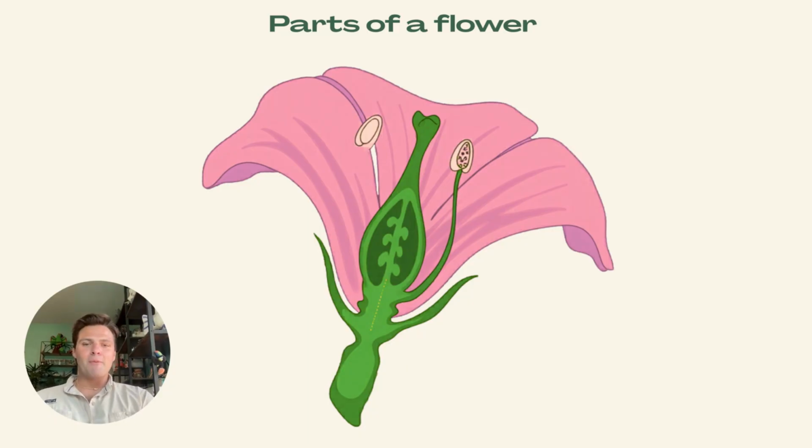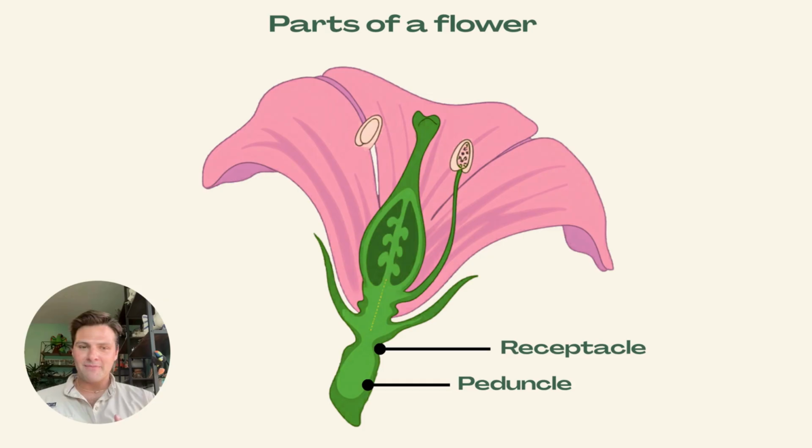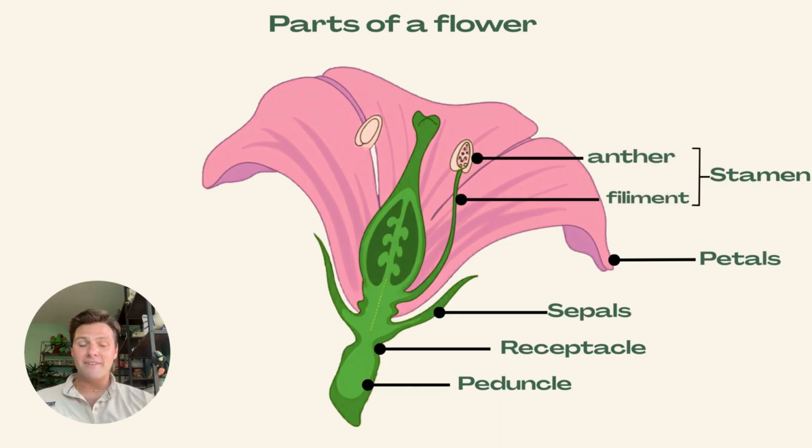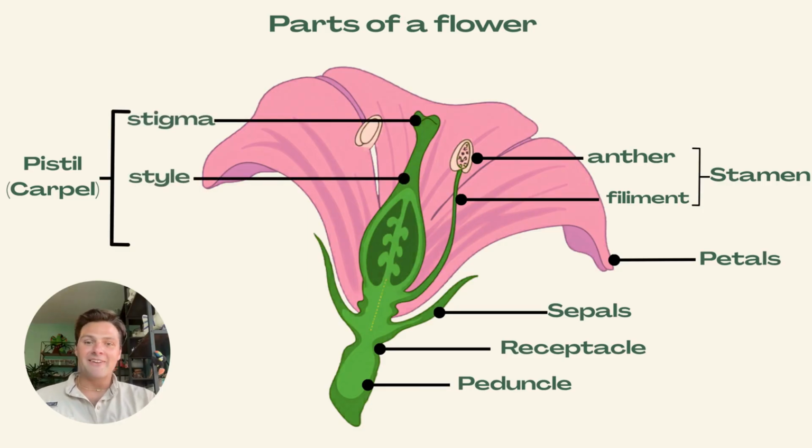So let's start from the bottom. First, you have the peduncle, then that leads to the receptacle. You have the sepals, the petals, the stamen, which is the male part of the flower, and that's made up of the anthers and filament. Then you have the female parts of the flower, the pistil/carpel, and we'll discuss that more as well. But those are made up of the stigma, style, and ovary.